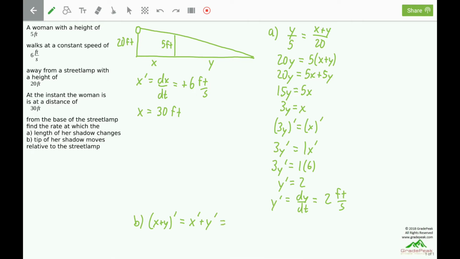Now we have values for x prime and y prime. X prime was given to us as 6. Y prime we just found is 2. And we add those together and that becomes 8. Therefore, x plus y prime is 8 units of length, feet, per time, seconds. There's the rate at which the tip of her shadow moves relative to the street lamp.